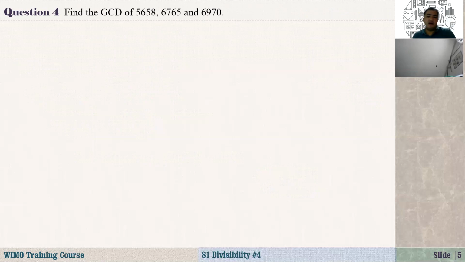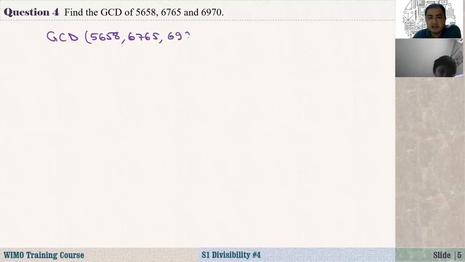Question 4 says find the GCD, greatest common divisor, of these numbers. Again, I'm going to use the same idea, the same technique, because these numbers are big, and you may just keep dividing these numbers by prime numbers, starting with 3 and 5 and 7. In this way, you can also reach the answer. But here I'm going to use this method. Suppose that they have a GCD of these numbers: 5658, 6765 and 6970.